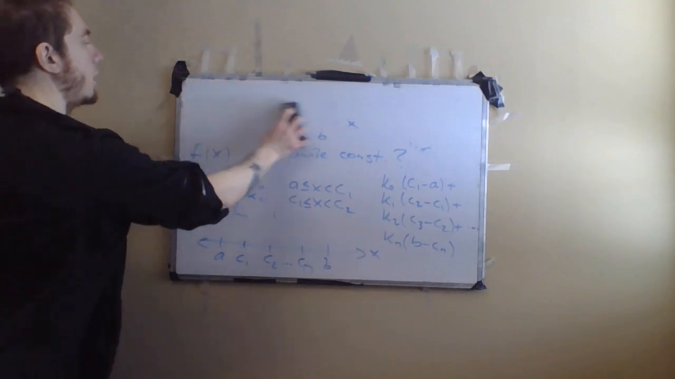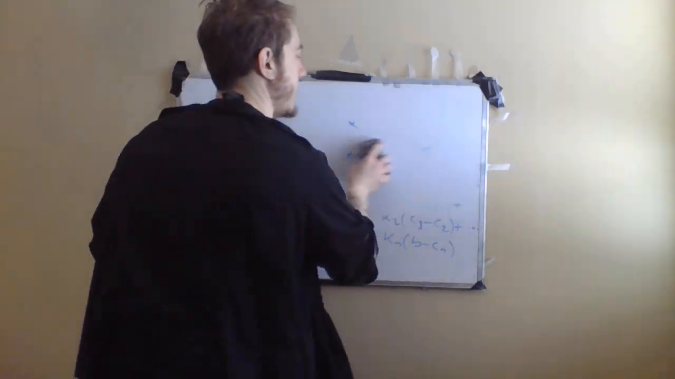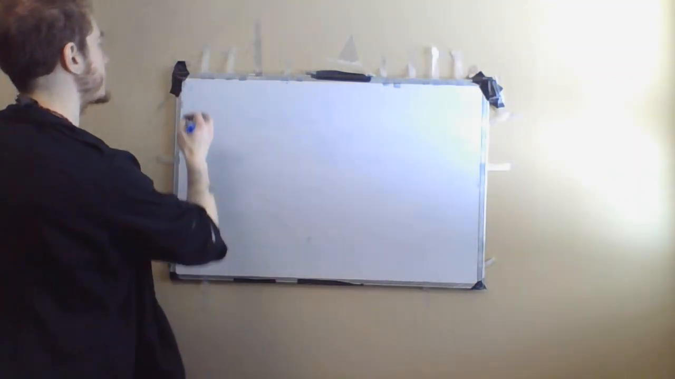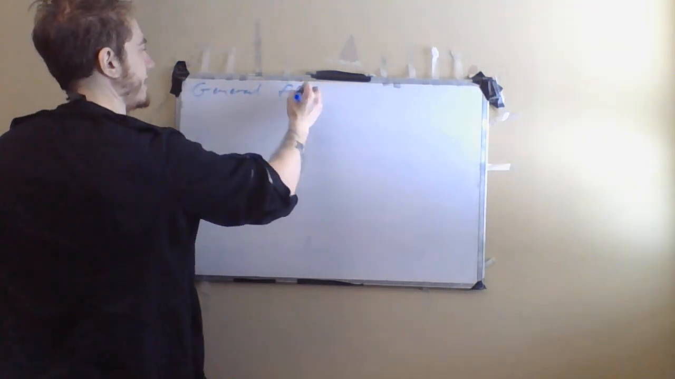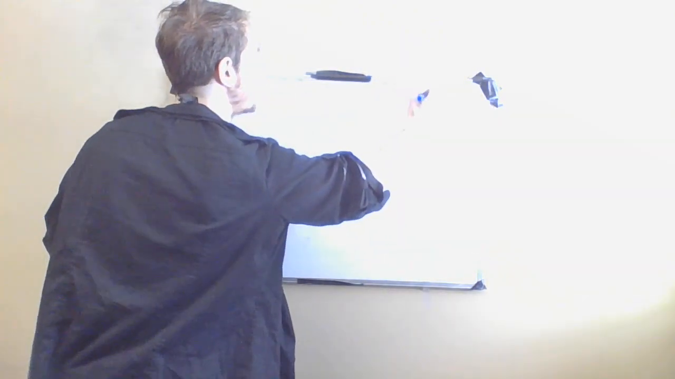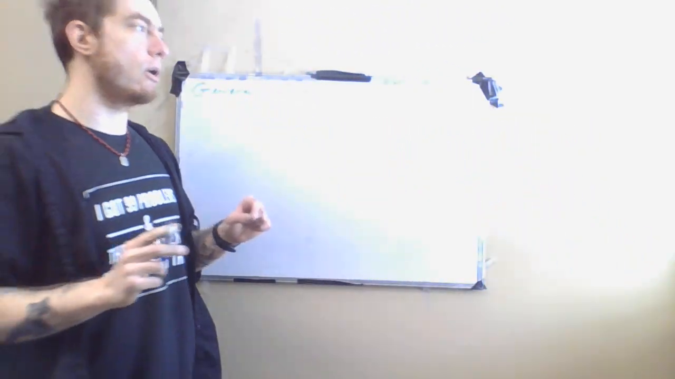Now, what if we don't have any sort of piecewise constancy? What if we just have a general f of x bigger than or equal to 0 on a to b? Well, the answer to this question goes back all the way, really.